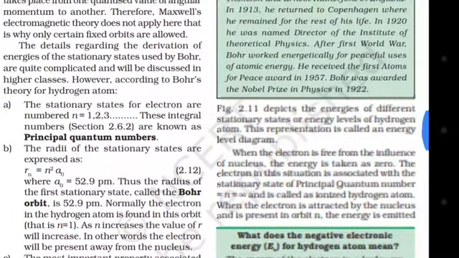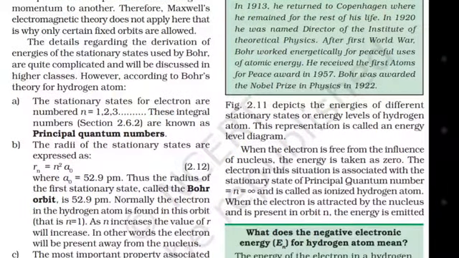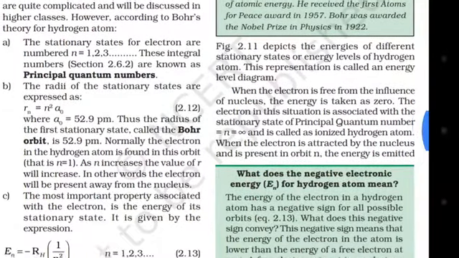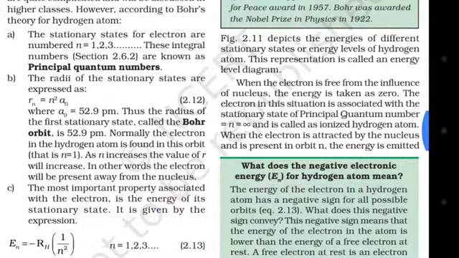So Figure 2.11 depicts the energies of different stationary states or energy levels of hydrogen atom. This representation is called an energy level diagram. समझ गए? Energy level diagram कहते हैं उसको. When the electron is free from the influence of the nucleus, the energy is taken as zero. The electron in this situation is in the stationary state of principal quantum number n = infinity, and is called an ionized hydrogen atom.